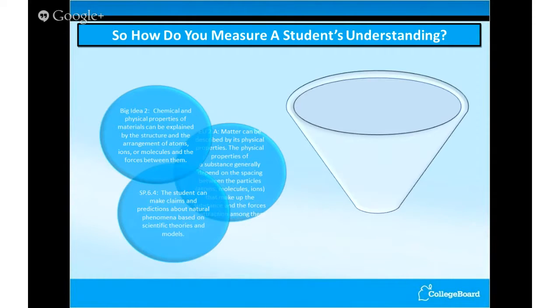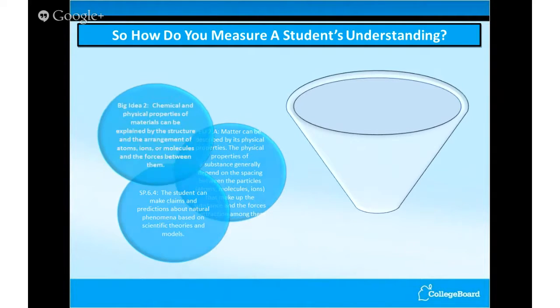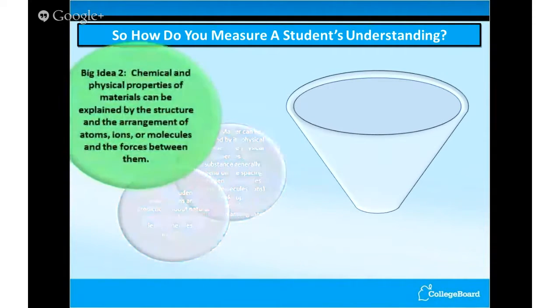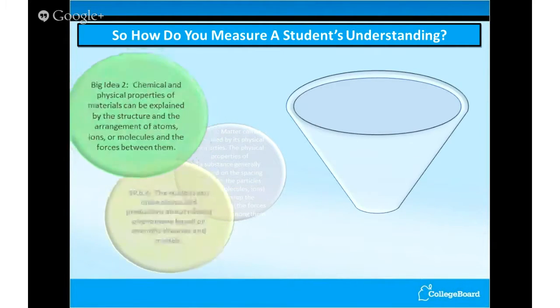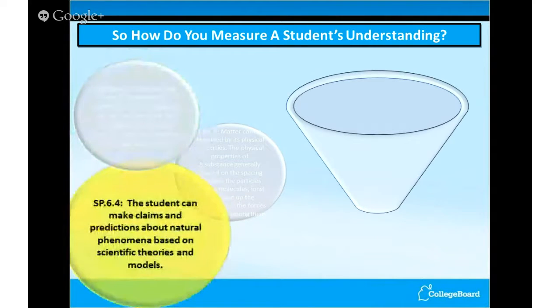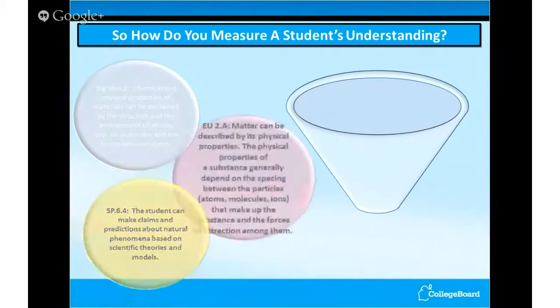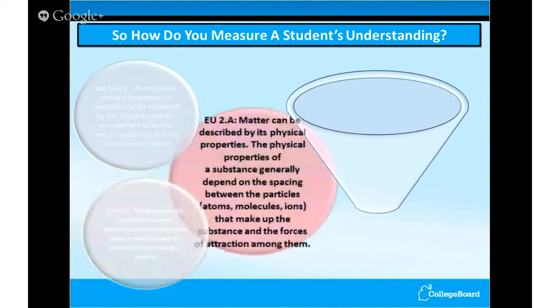So again, let's look at a piece of content that would be similar. So I've chosen to look at big idea 2. Chemical and physical properties of materials can be explained by the structure and the arrangement of atoms, ions, molecules, and the forces between them. The science practice that we're going to look at is that students can make claims and predictions about natural phenomena based on scientific theories and models. And then the enduring understanding: matter can be described by its physical properties.